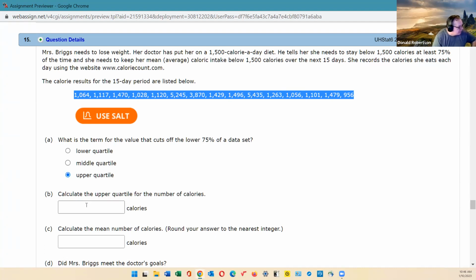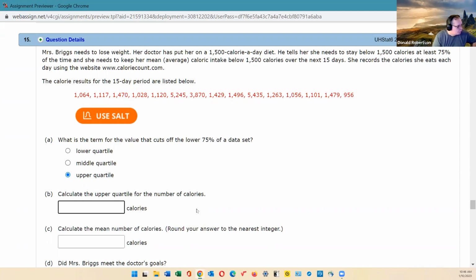Now, calculate the upper quartile. We can do that. Won't that be Q3? And we'll get it, right? I'm making no attempt to do the right answer. Can we pretend that it was 1450, just for example, right?